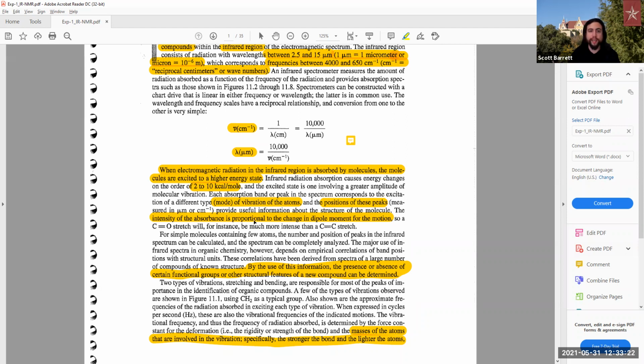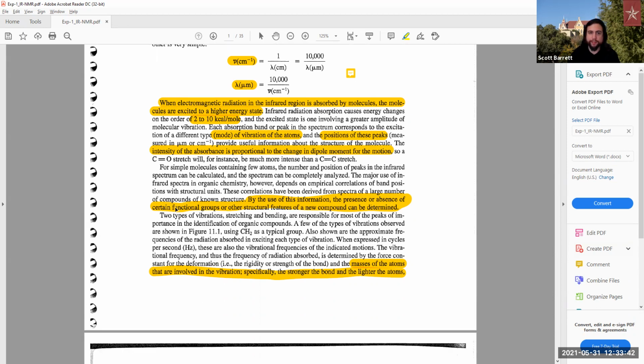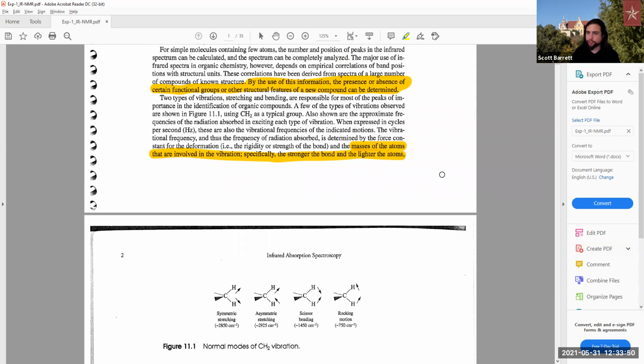The intensity of the absorbance is proportional to the change in the dipole moment for the motion. For instance, the carbonyl stretch, the C double bonded O stretch, will be much more intense than an alkene stretch, because there's a dipole moment going from the carbon to the oxygen. By the use of this information, the presence or absence of certain functional groups or the structural features of a new compound can be determined. Once we look at the spectra that we'll be seeing once we get through this text, you'll understand more of the specific functional groups we can find at specific locations given on an IR spectra.